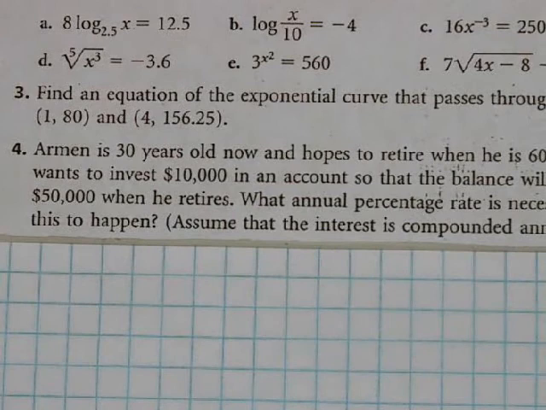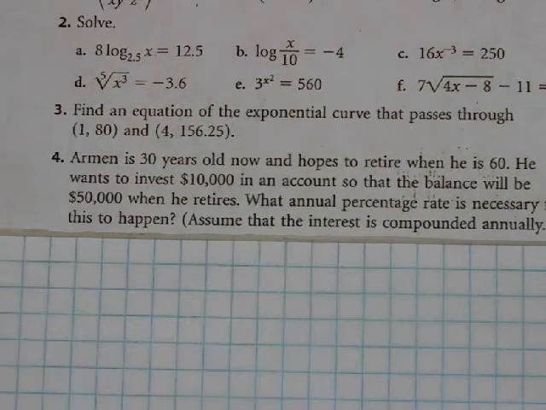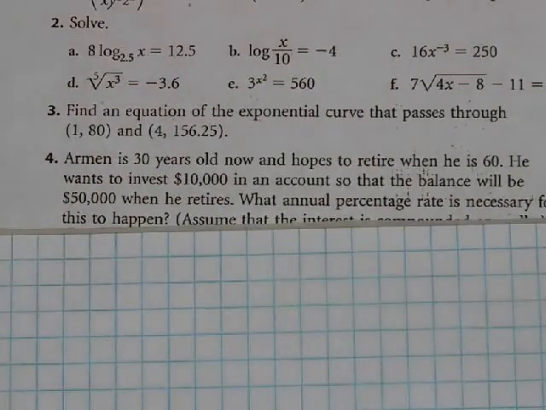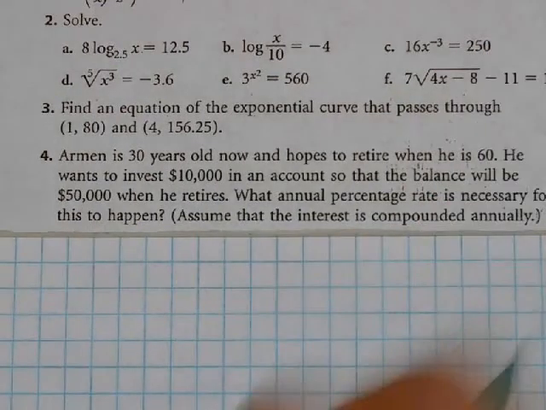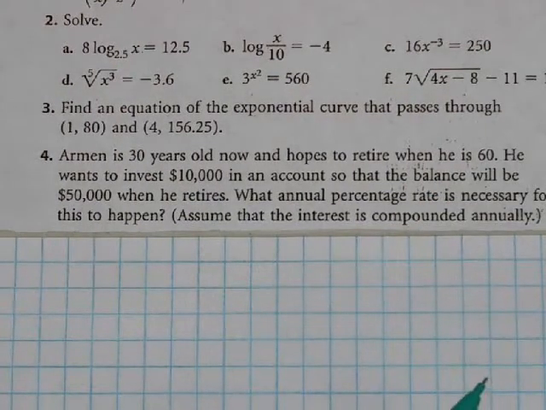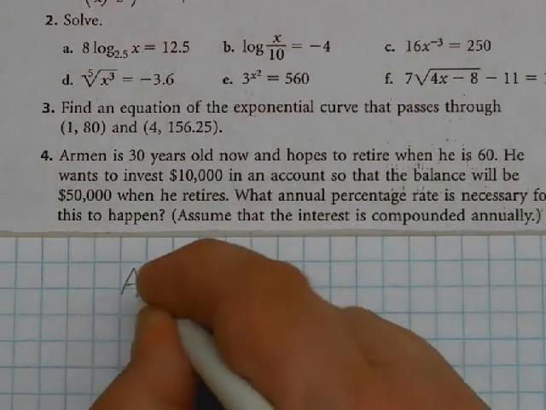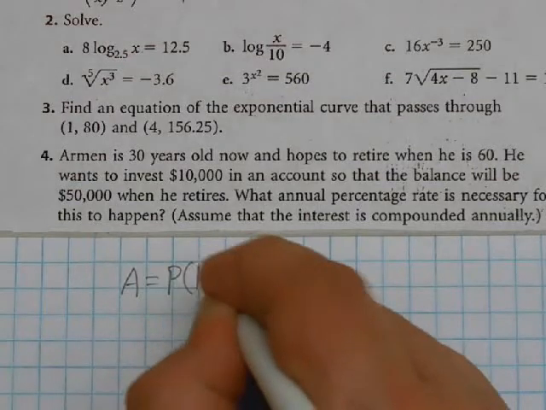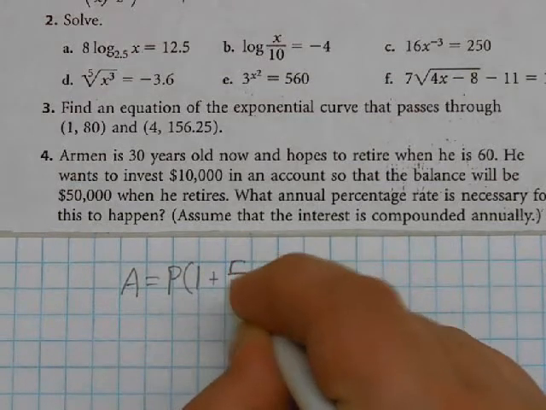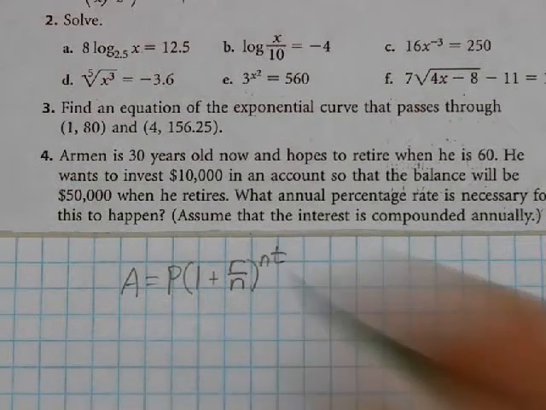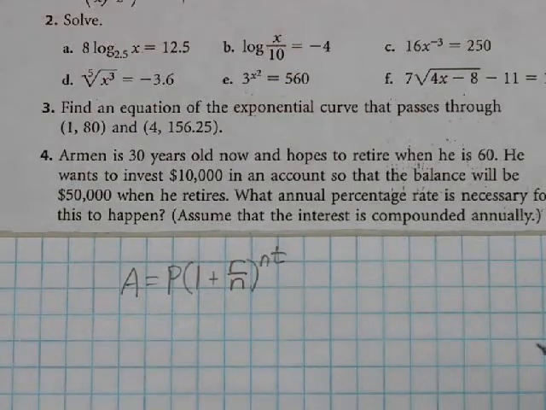Okay, number 4. Armin is 30 years old and hopes to retire at 60. He wants to invest $10,000 in an account so the balance will be $50,000 when he retires. What is the annual percentage rate? Assume it's compounded annually. So here was our compound interest formula. So we know all of these numbers except for r. That's the rate we're looking for.